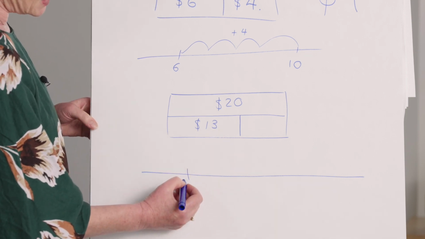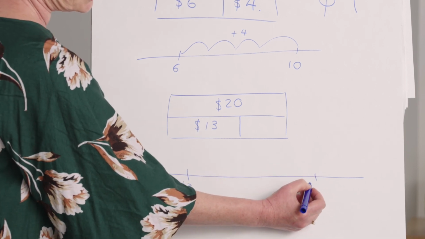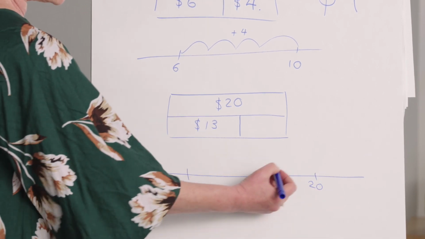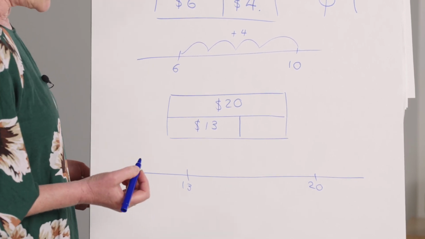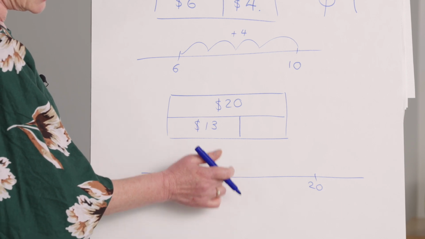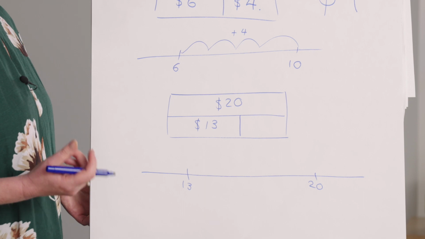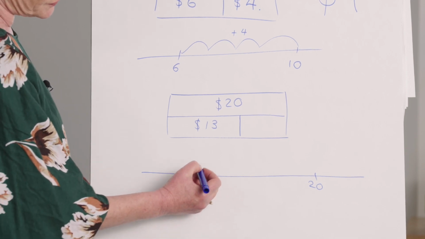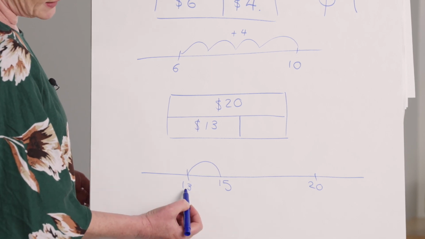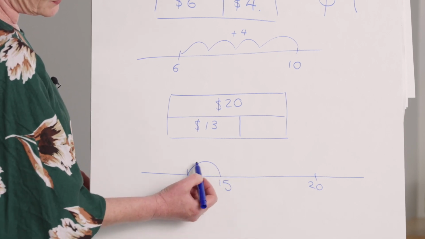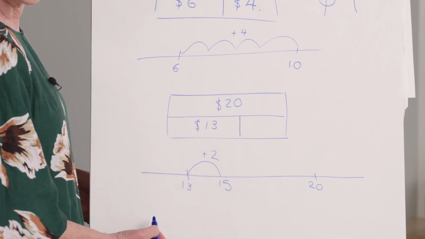So I'm going to start with 13 and I want to get to 20. How much do I need to add on to get there? Now, let's have a think, because I do know there's an anchor in here somewhere. We know that 15 is an anchor number. So I'm going to get myself to 15 to start with. How many more do I add on? 13, 14, 15. I add on 2.